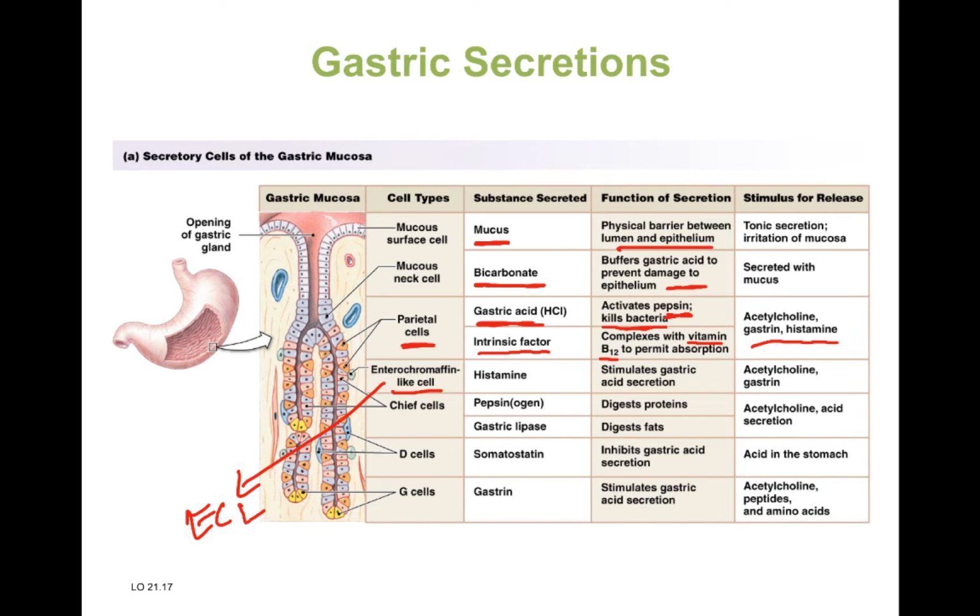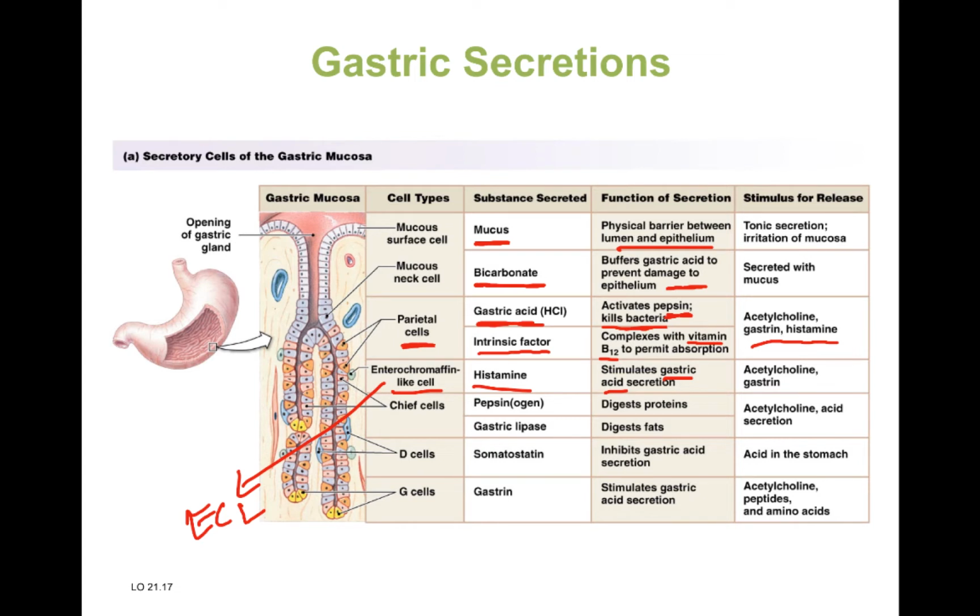ECL for short. So these ECL cells, they secrete histamine. So you might associate histamine with immune functions, immune reactions, but histamine is a very important paracrine. Okay? And histamine is going to help cause or stimulate the release of the gastric acid. So histamine acts on those parietal cells so that we can produce stomach acid. And again, what stimulates its release? Acetylcholine, okay, as well as gastrin.